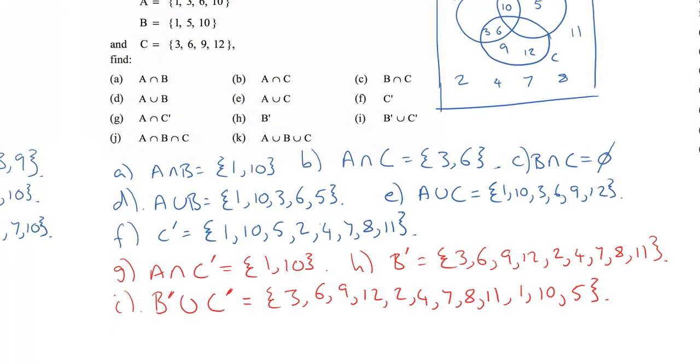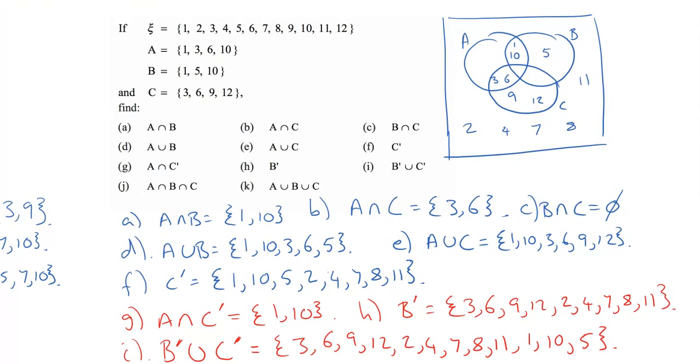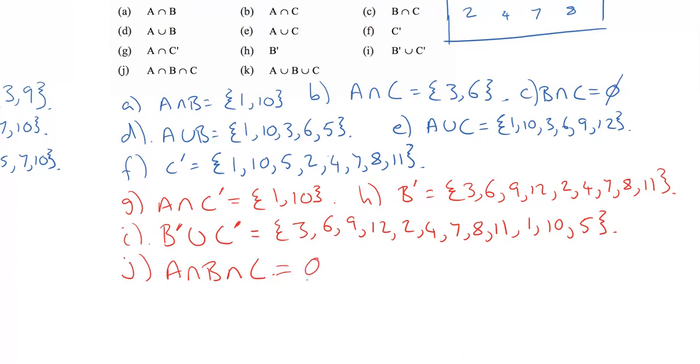Okay, let's carry on. Now then, here we've got something even more complex. We've got to think about A intersect B intersects C. So things that are in A and in B and in C. Well, there's nothing there, is there? There's nothing in the middle. So therefore we can say that that is going to be the empty set.